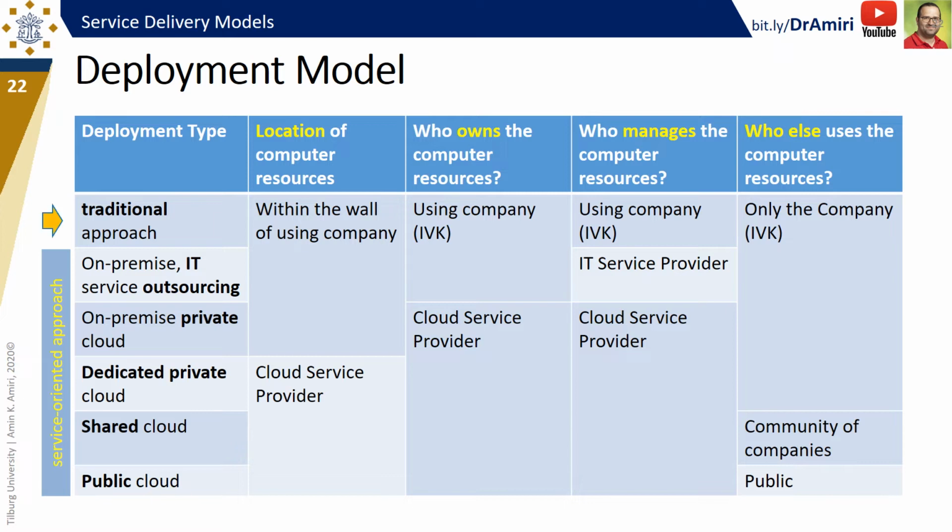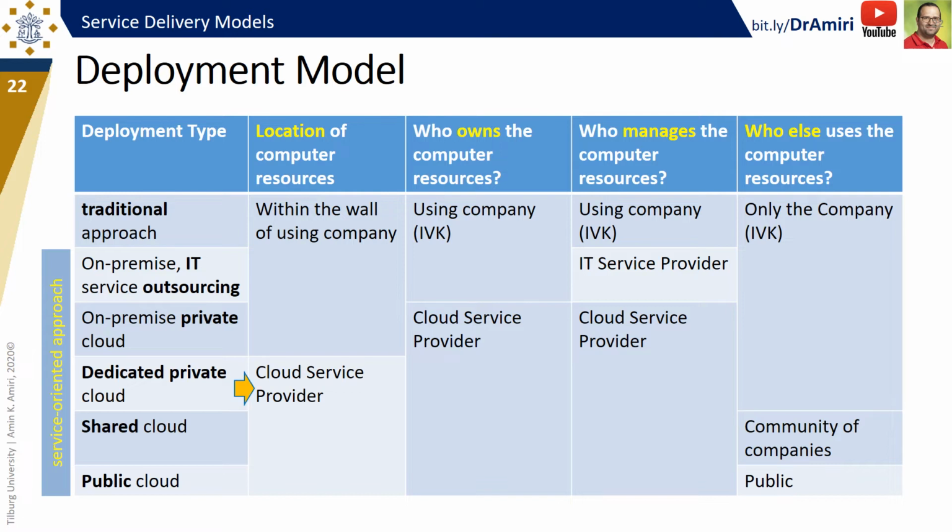In the traditional approach, the company owned and managed the computer resources located inside the walls of the company, and no one else had access to them. With IT service outsourcing, the management, development, and maintenance of these resources were moved to an IT service provider. With the on-premise private cloud model, the ownership is also moved to another company called a cloud service provider.